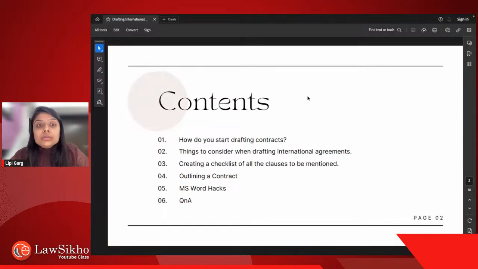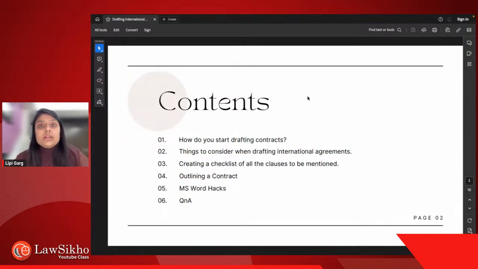We'll then talk about creating a checklist of all the clauses to be mentioned. Then an outline, which is somewhat different from a checklist. I will explain how to go about it and how you can present this in front of your client. We'll then discuss two MS Word hacks that I personally love and use in my contracts every day. And then we'll have the Q&A session.